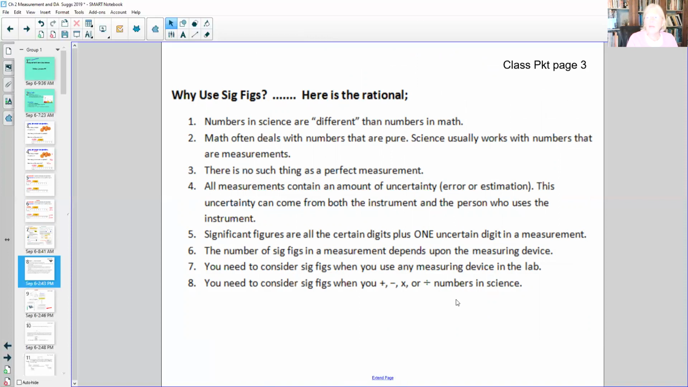So, on page 3 in your class packet, I'd like you to take the time to read all of these because it forms an argument in why do we use sig figs. Take the time and read them to yourself.